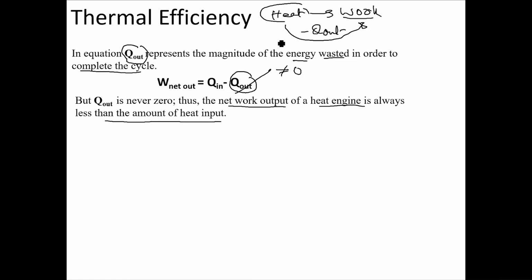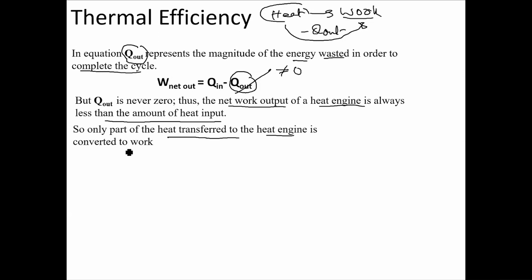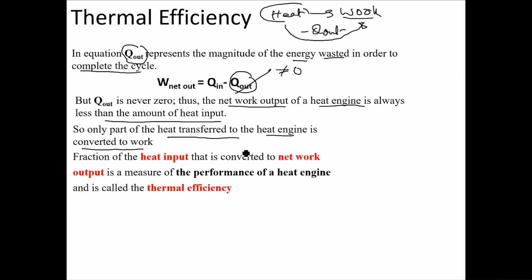All right. So only the part of heat transfer to the heat engine is converted to work. How do you define the efficiency? It is the fraction of heat input, which is what you are providing to the system, that is converted into net work output. This is the measure of the performance of a heat engine, and it is called thermal efficiency, normally represented by eta th.